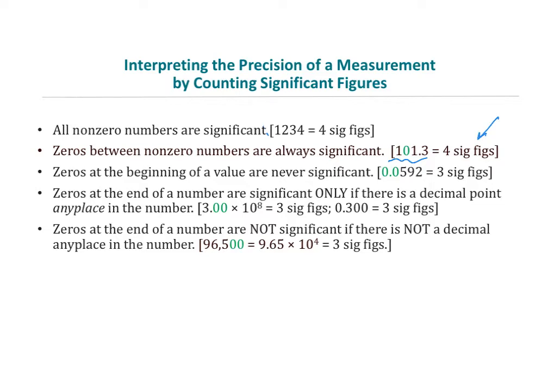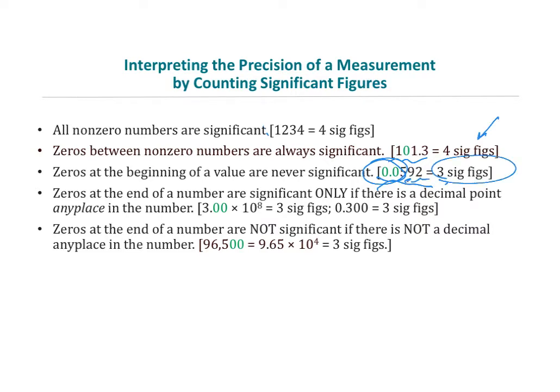Okay, here we go. Zeros at the beginning of a value. I used to call these leading zeros, and then students would get mixed up. What do you mean by leading? So any zeros that show up at the beginning of a number are not significant. They're not part of the measurement. They don't depend on the precision of the measuring device. They're there simply as placeholders, so they don't represent precision. So this number, for example, only has 3 sig figs, the 5, 9, and 2.